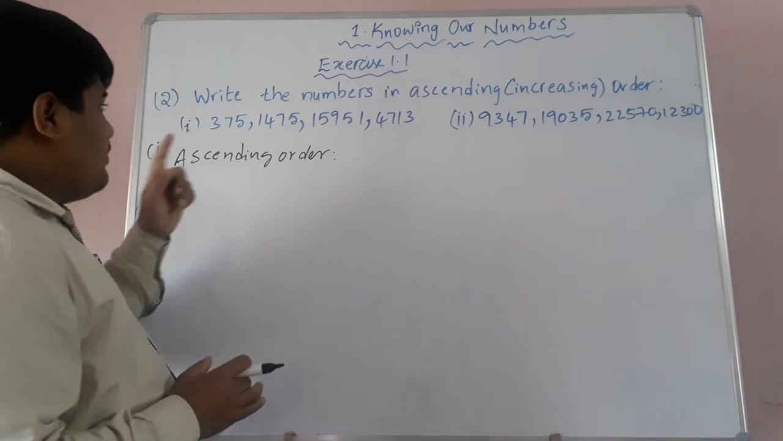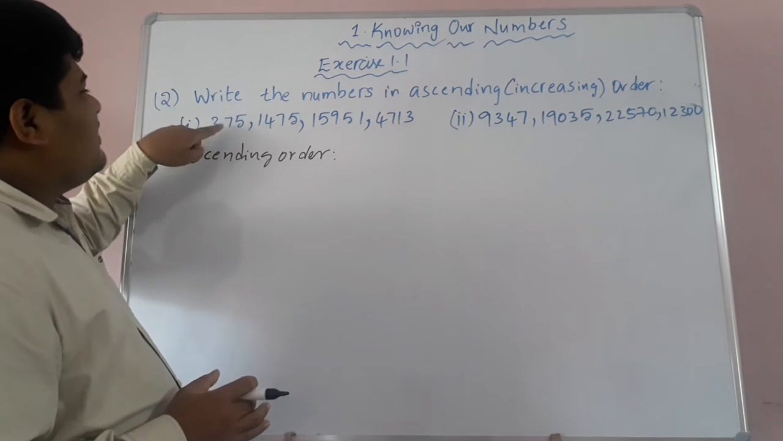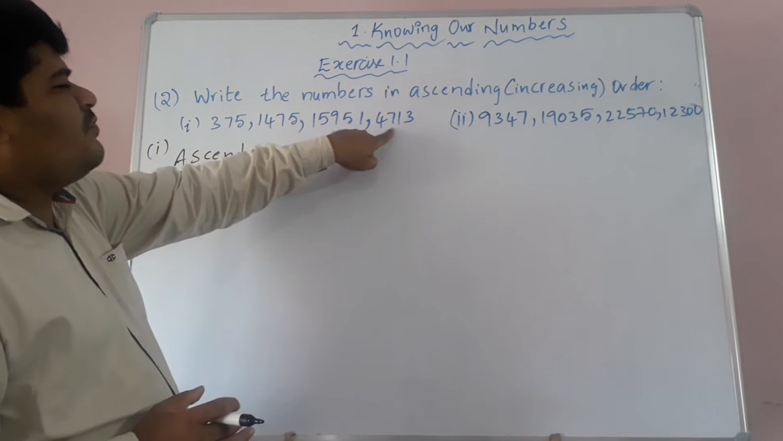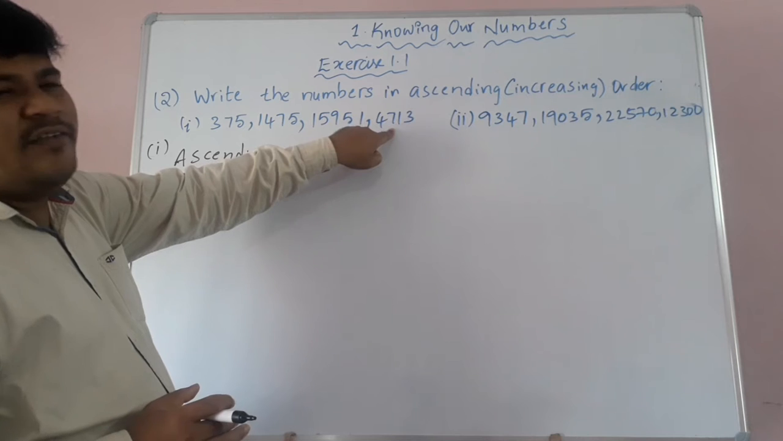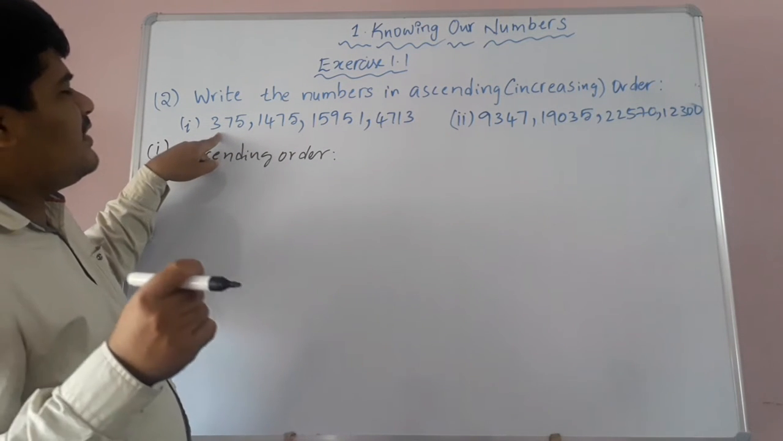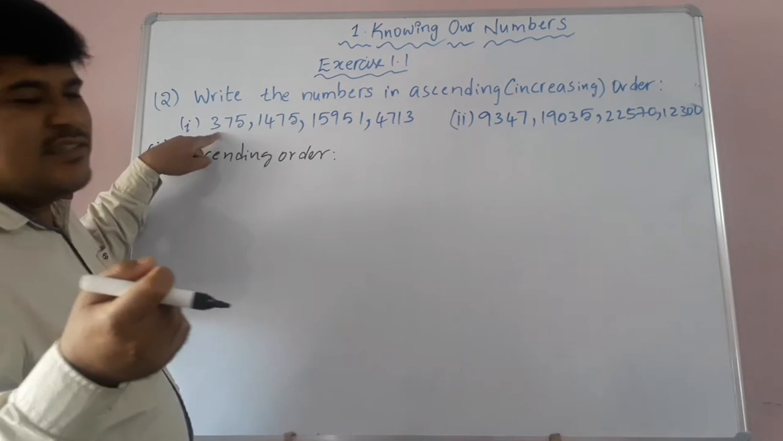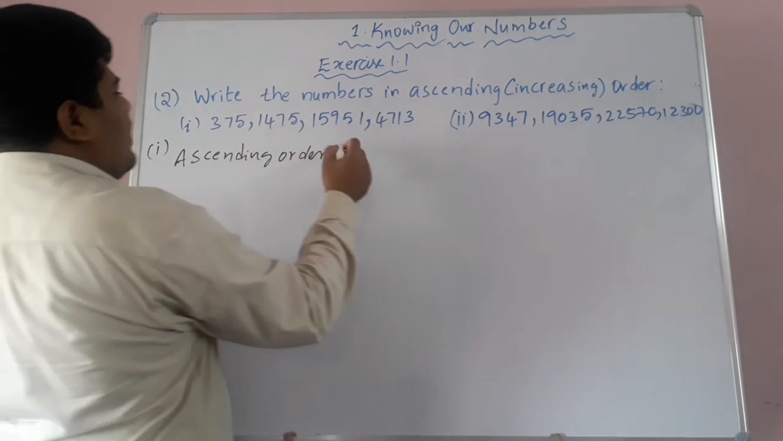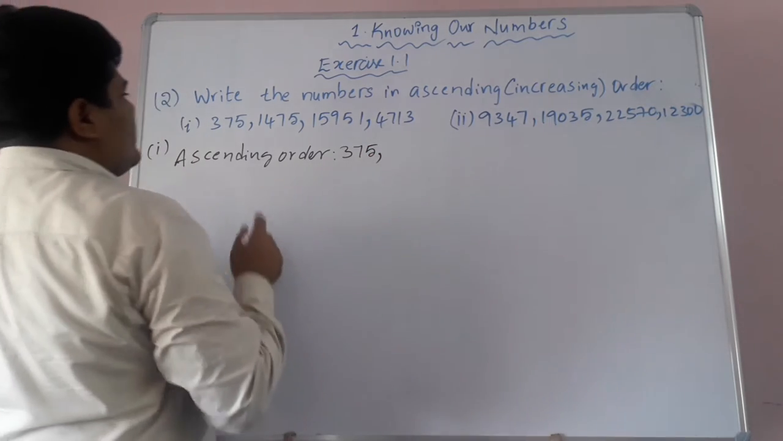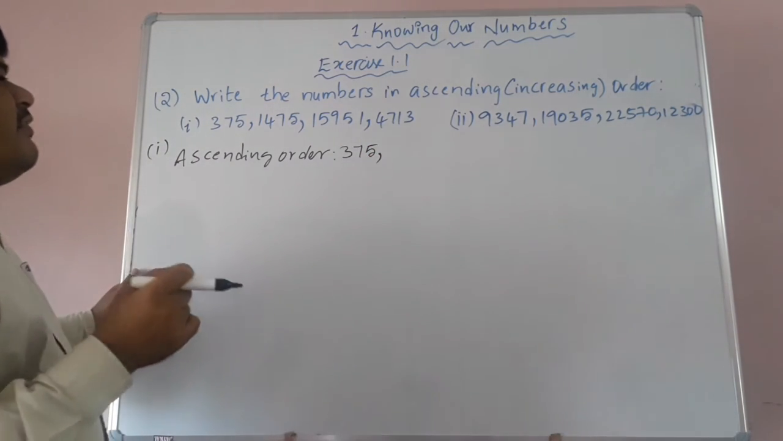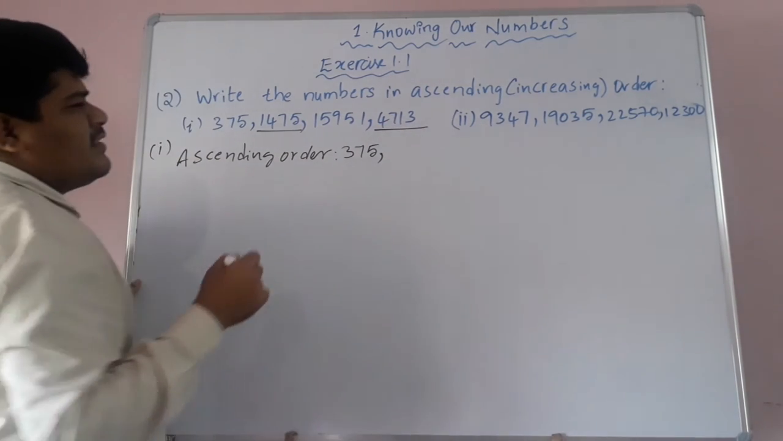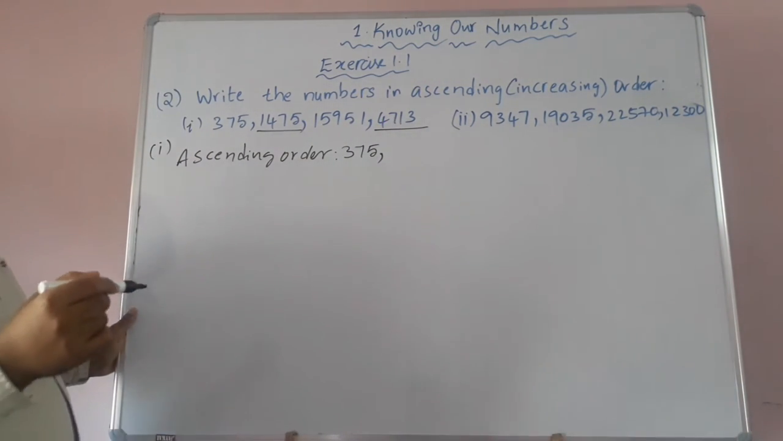Okay, so if you see these numbers, 375, 1475, 15951, 4713 is there. So children, here 375 has only 3 digits. Okay, so this is the small number, 375, comma. So two numbers are having 4 digits, children, 1475, 4713. So how to do this?